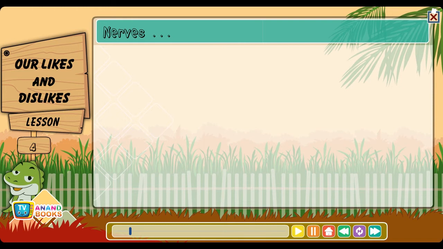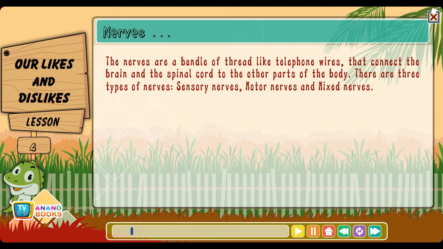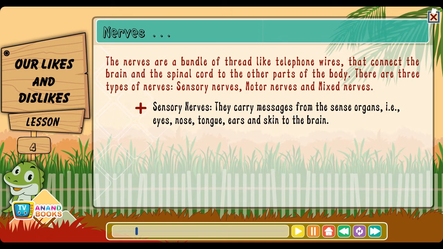Nerves. The nerves are a bundle of thread-like telephone wires that connect the brain and the spinal cord to the other parts of the body. There are three types of nerves: sensory nerves, motor nerves, and mixed nerves. Sensory nerves. They carry messages from the sense organs, that is, eyes, nose, tongue, ears, and skin to the brain.